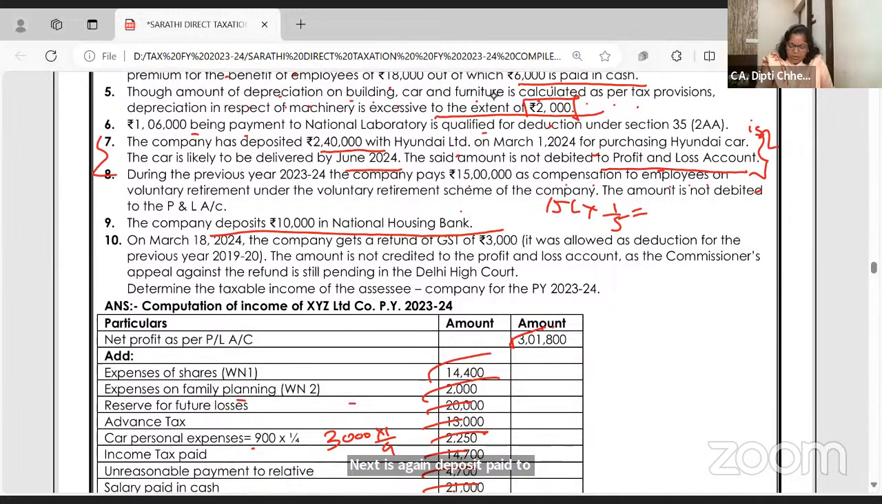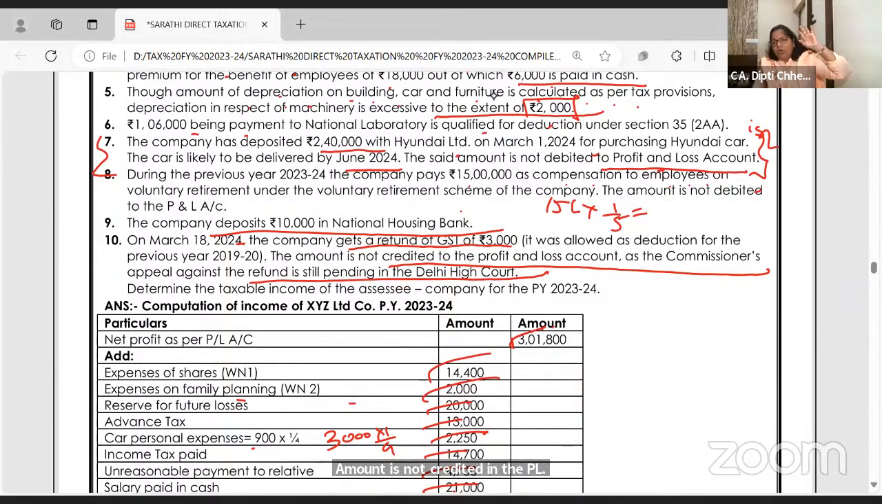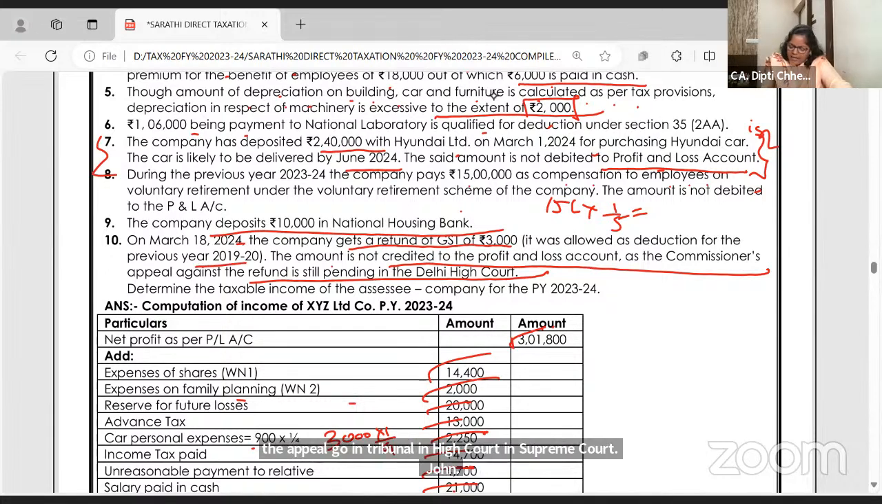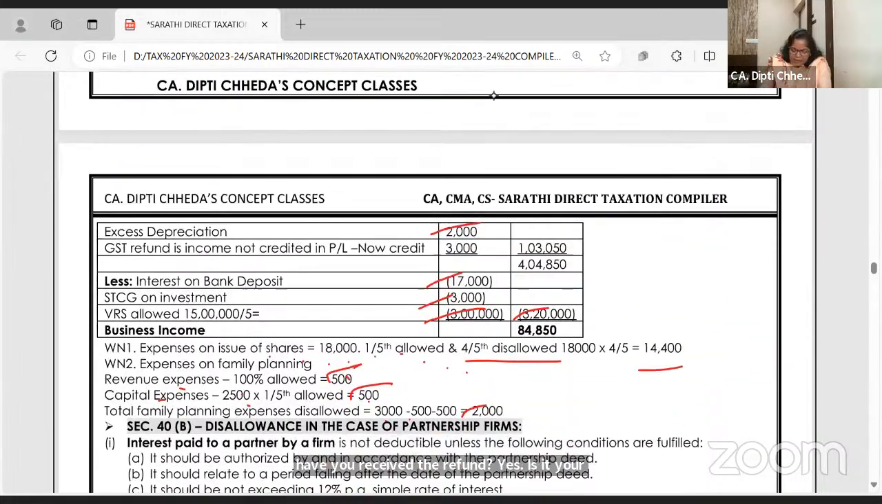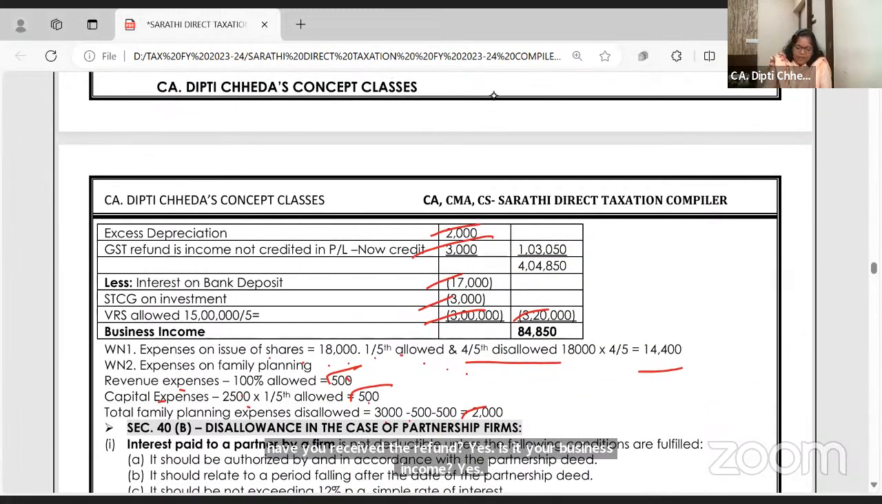Ignore. Now, in March 24, the company gets a refund of GST. It was allowed as deduction earlier. The amount is not credited in the P&L as the appeal is pending. Let the appeal go to the tribunal, High Court, Supreme Court. Earlier, this amount was allowed as expense. Now, have you received the refund? Yes. Is it your business income? Yes. GST refund is my business income. Add. Very nice pointer.